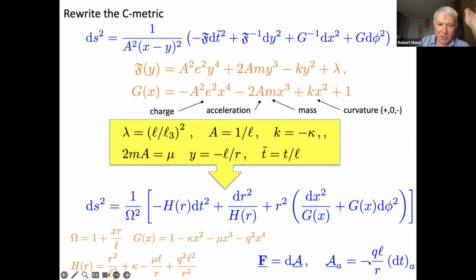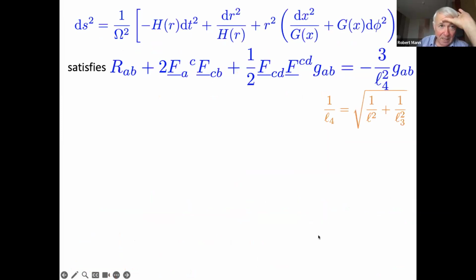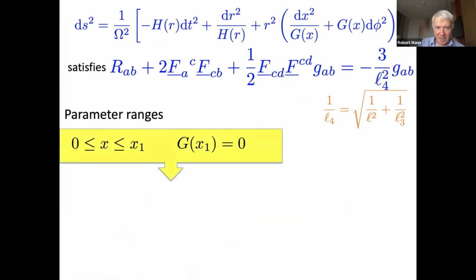So this again is a solution to the Einstein equations, an exact solution with the cosmic string source. And here it is. I just said it satisfies the Einstein-Maxwell equations with cosmological constant, where L4 squared is the AdS length squared, and it's related to the acceleration and another parameter, L3, that will play a role in this brane world construction. But at the moment, you can just say this metric solves these equations.